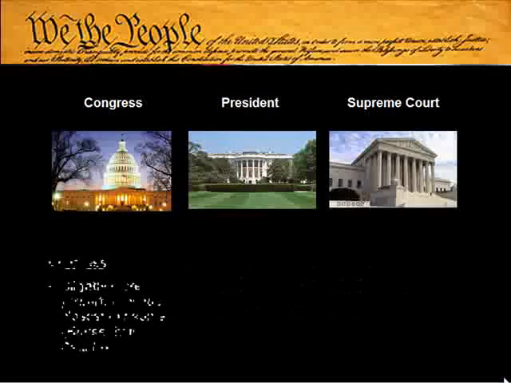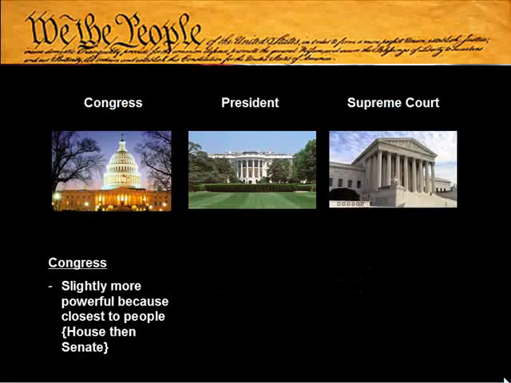So in summary of these 3 branches, Congress was designed to be just slightly more powerful in this balance of power concept because they were closest to the people, and that's the House and then the Senate.